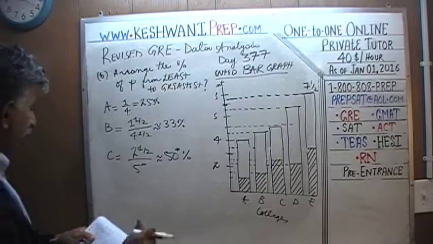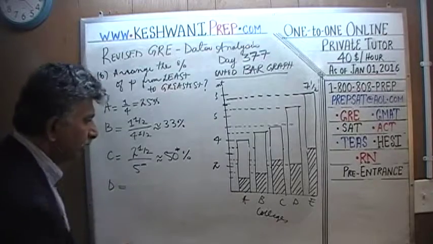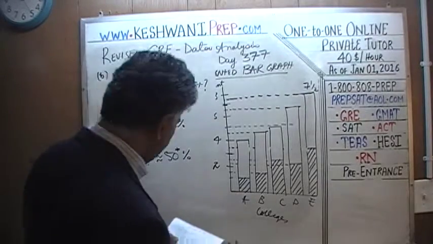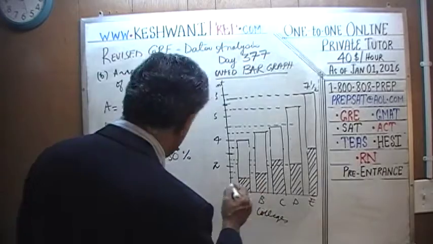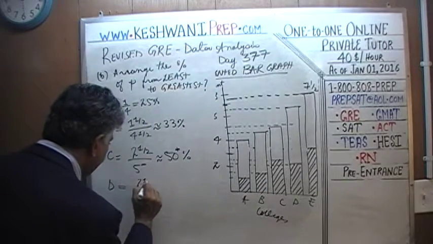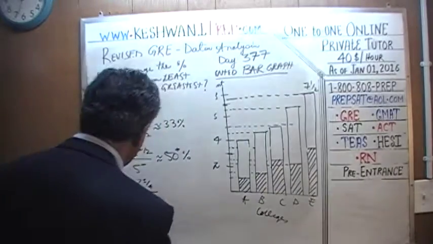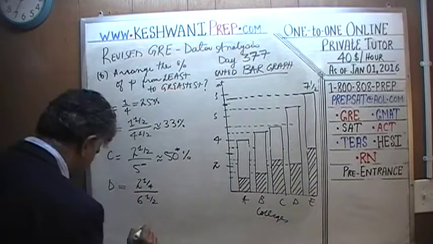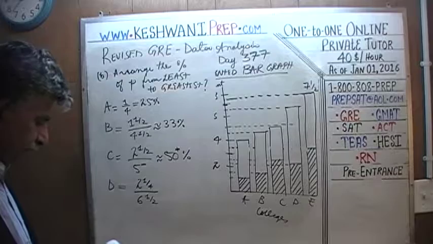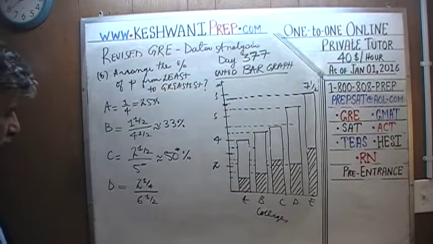Okay, let's move on. D, what is the situation with D? I shouldn't have erased the data. We said it was 2.25 out of a total of 6.5. We're going to approximate. This is where the art comes into it.